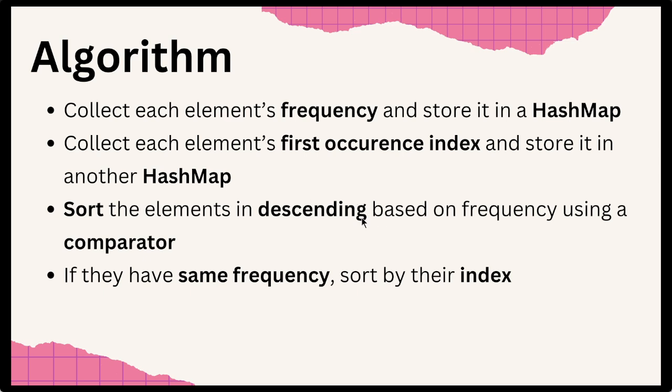Using this hash map, we will sort the elements in descending order based on frequency. Here you will use a comparator. If they don't have the same frequency, we will sort in descending order using a comparator. But if they have the same frequency, we have to sort using the index.